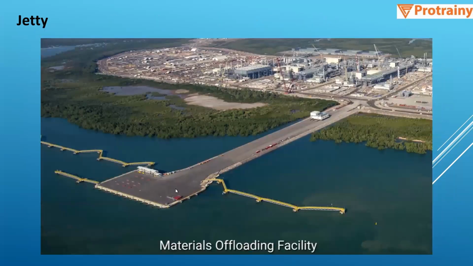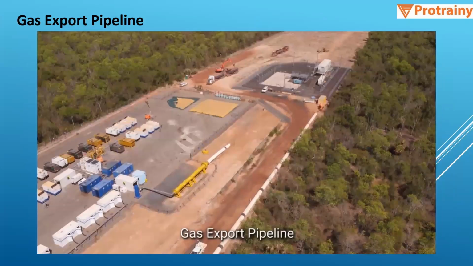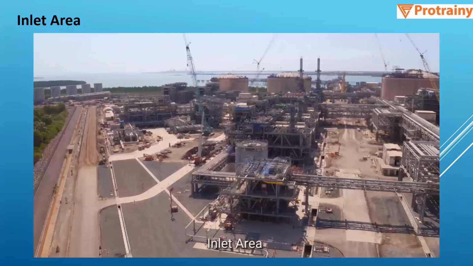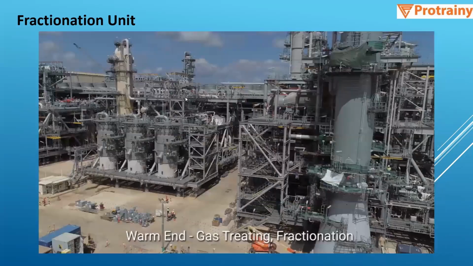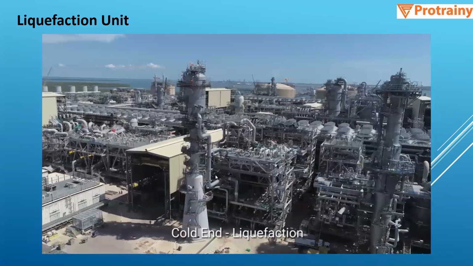And this is the JT. So the ship will be coming over here for transportation of the LNG. Then this is the export pipeline. This is the inlet area from where the natural gas will come to the plant for further liquefaction. First, it will go through the slug catcher. Then you can see that we have the condensate stabilizer module here. Then we have the fractionation unit, which is the warm unit. Then the liquefaction unit, which is the cold unit.